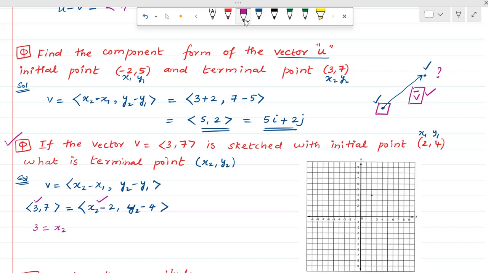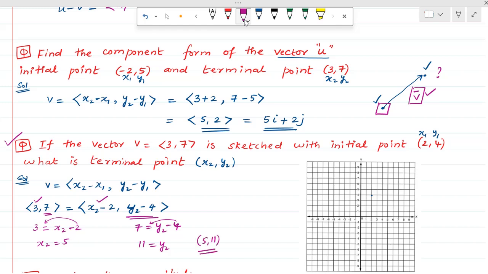So 3 equals x2 minus 2. Move it to the other side. It becomes x2 equals 5. Next, 7 equals y2 minus 4, comparing the y coordinate. Now move this to the other side. It becomes 11. y2 equals 11. So the point is 5 comma 11.